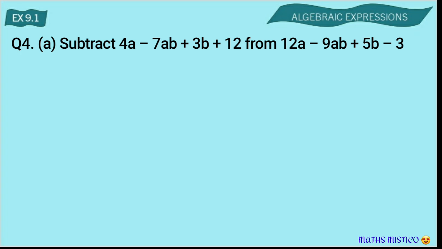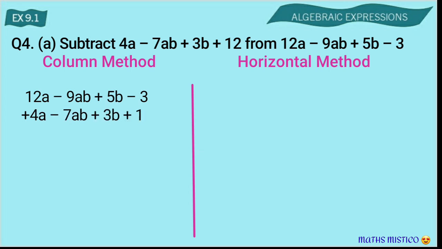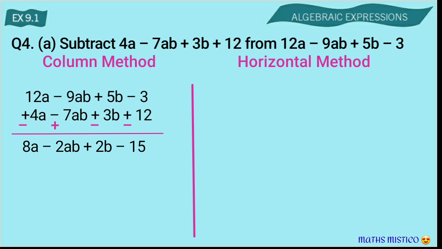In question 4, we have to subtract. Subtraction is done in the same way. The only difference is that we have to change the signs of all the terms of the second expression. In column method, we will arrange the terms one below the other so that like terms come below like terms. Now we will change the signs of all the terms of the second expression and add the terms by looking at the second sign. So 12a minus 4a is equal to 8a. Similarly, we get minus 2ab plus 2b and minus 15.